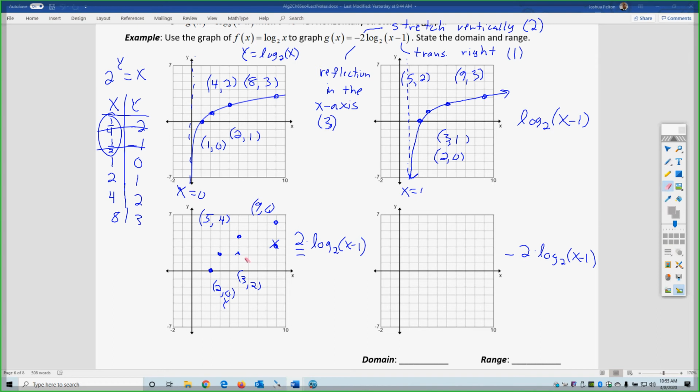So we increased our y values by a multiple of 2, which happens second. We didn't move left or right, so our asymptote is still x equals 1, that invisible dotted line. All right, so lastly, we have a reflection, the negative, which is over the x-axis.